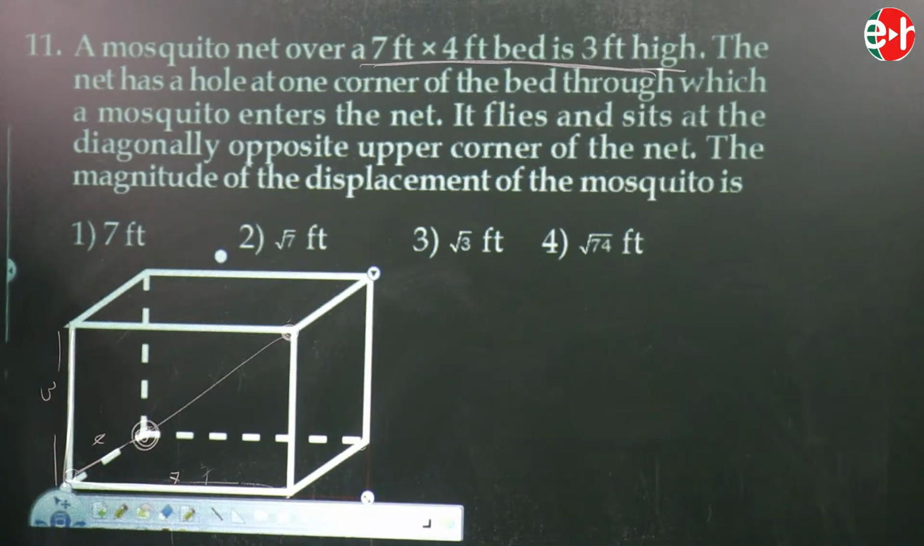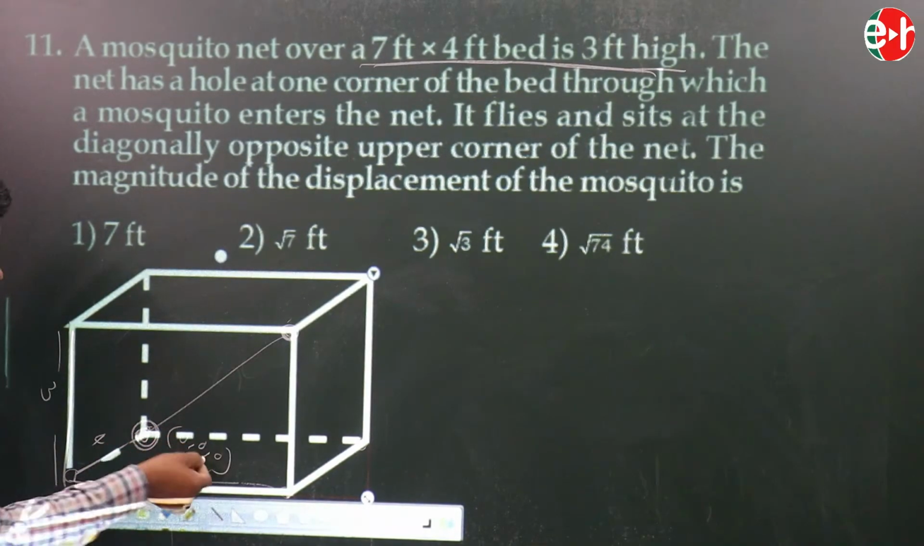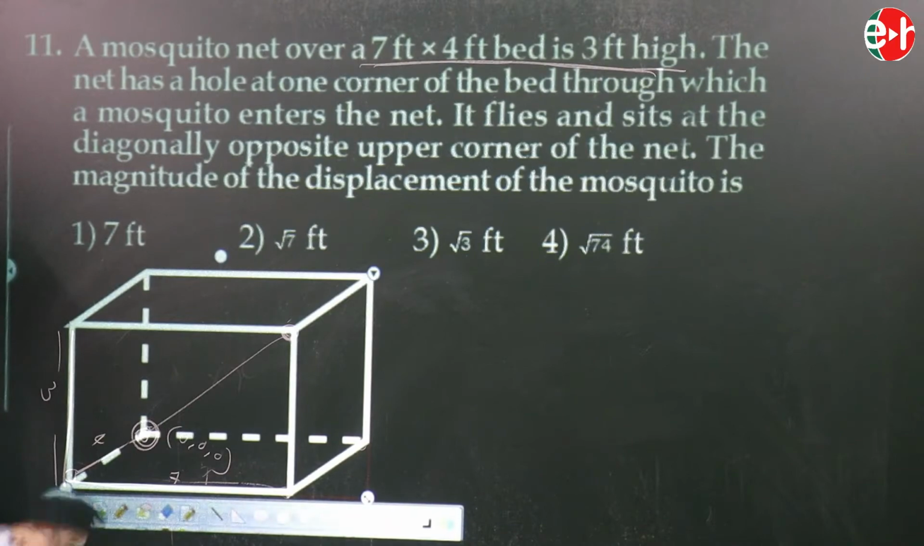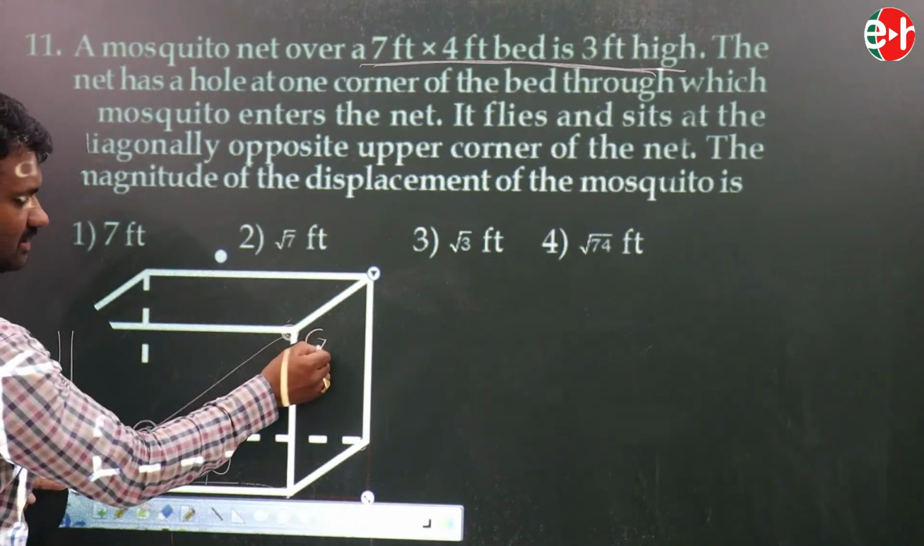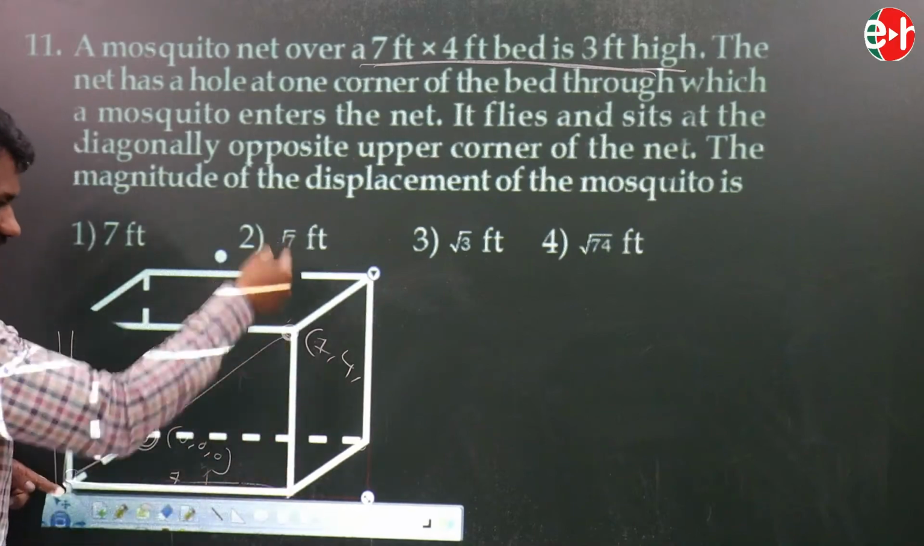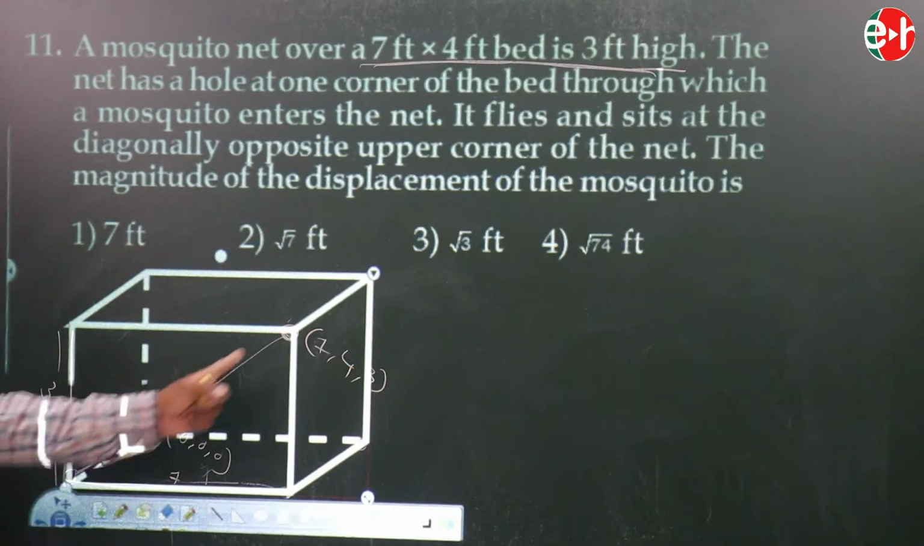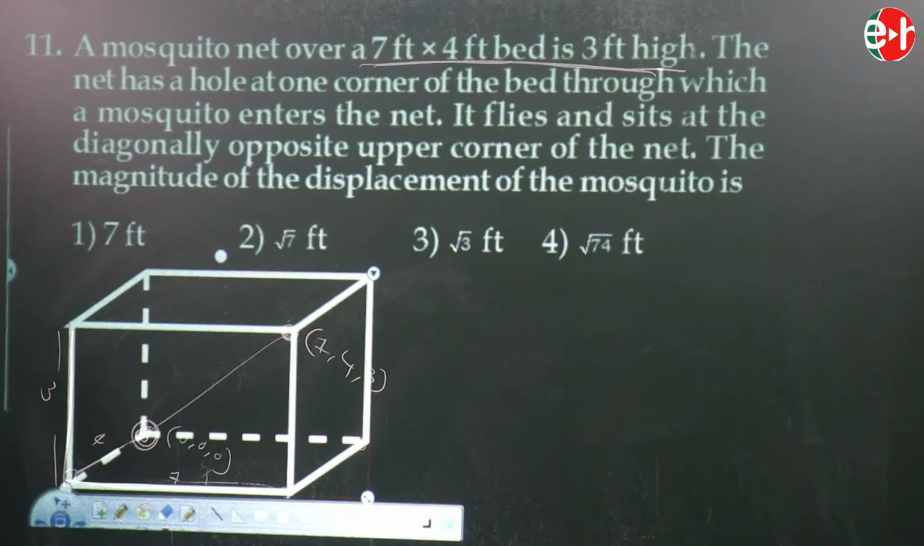If I take it into coordinates, it is very easy. If this is 0, 0, 0, then what is this? X-axis 7 units, Y-axis 4 units, and Z-axis 3 units. So it is 7, 4, 3. Now what is the distance or displacement, the distance of separation between these two?